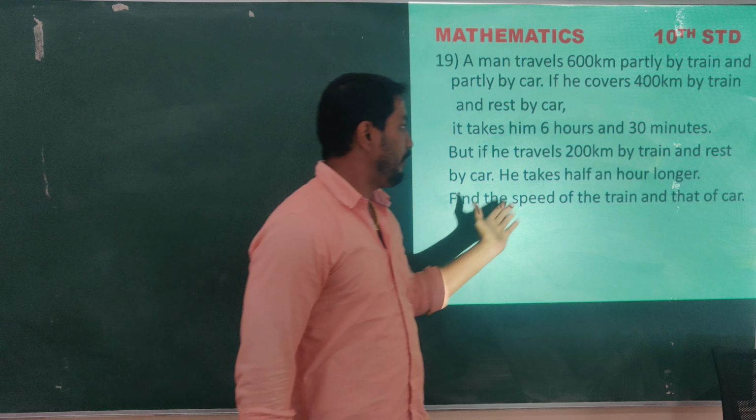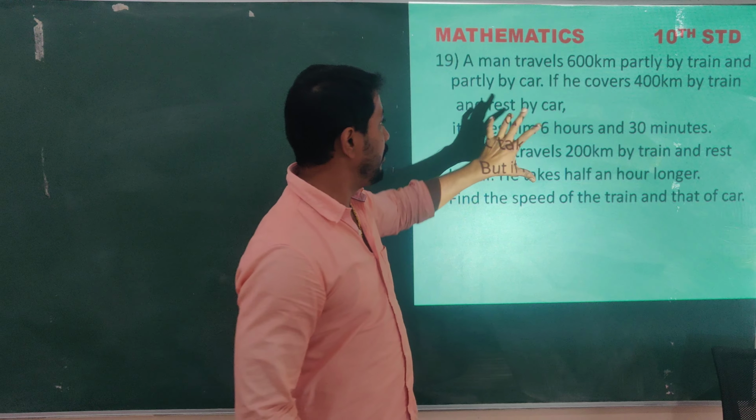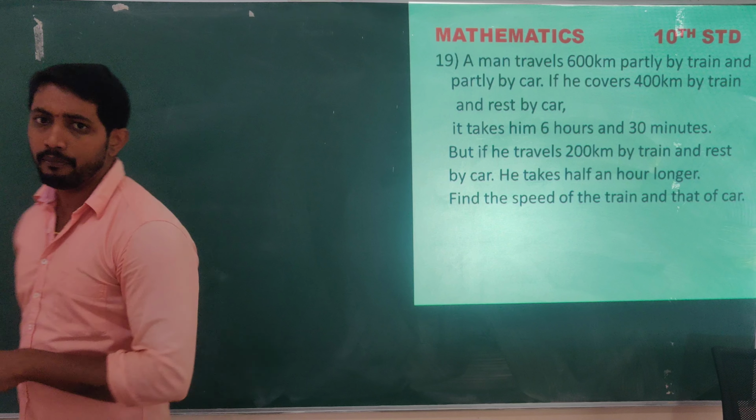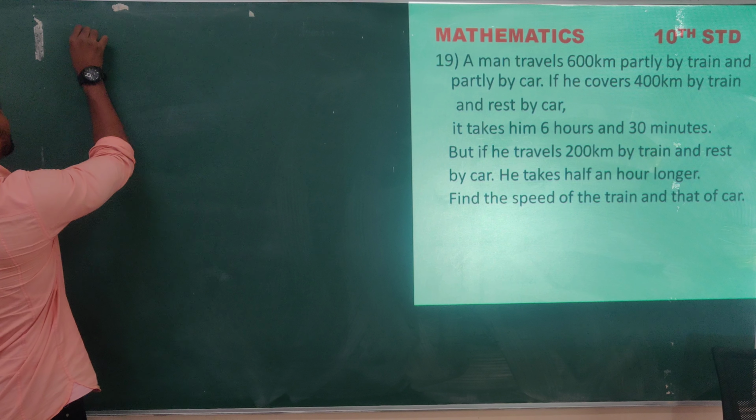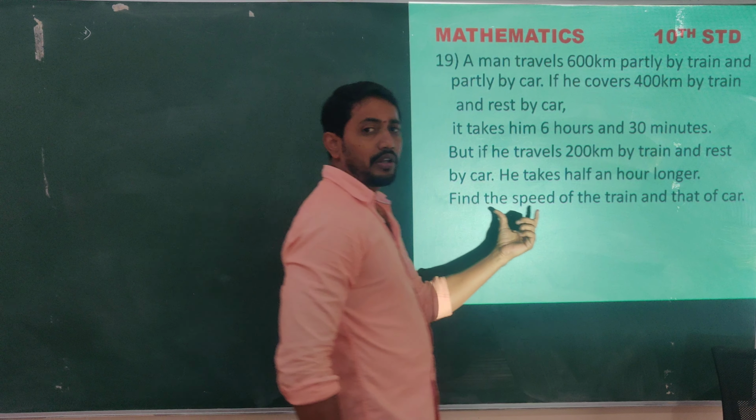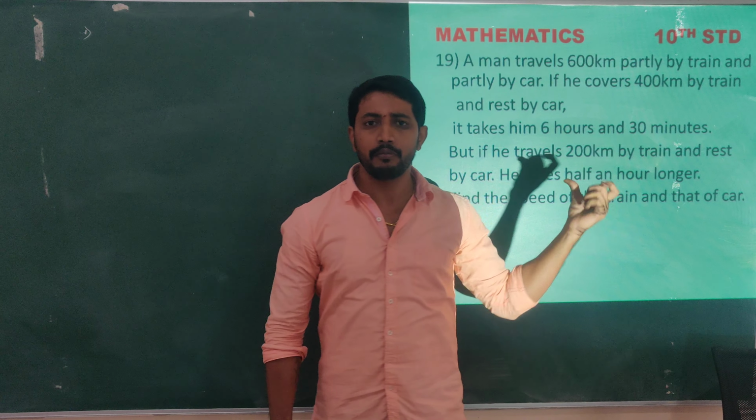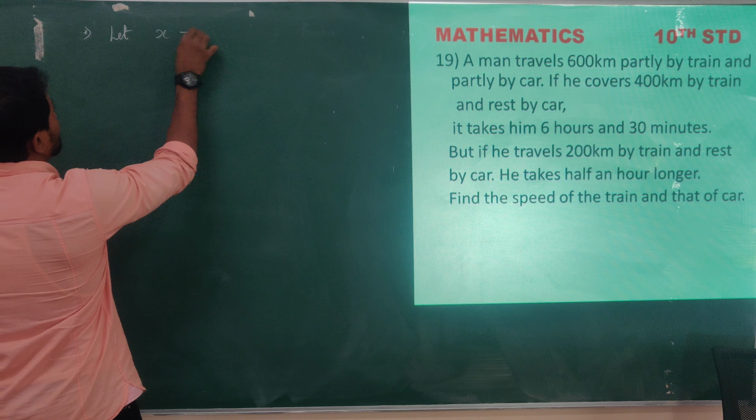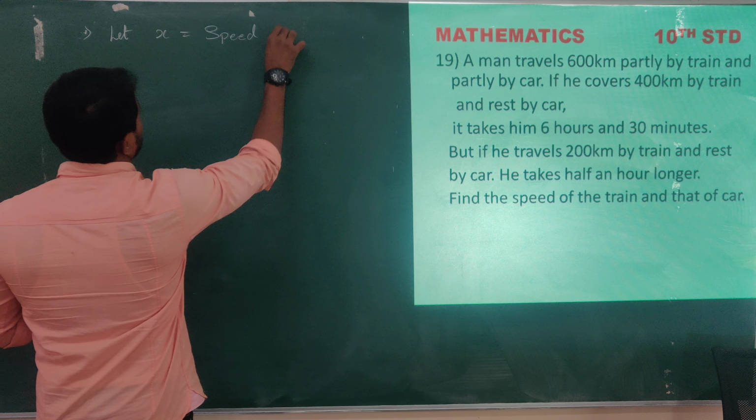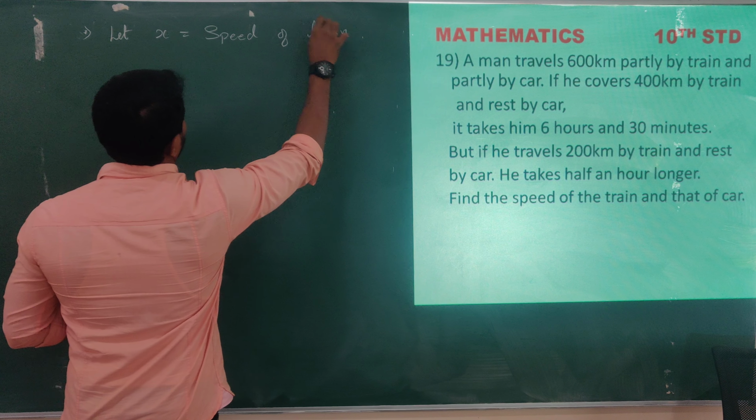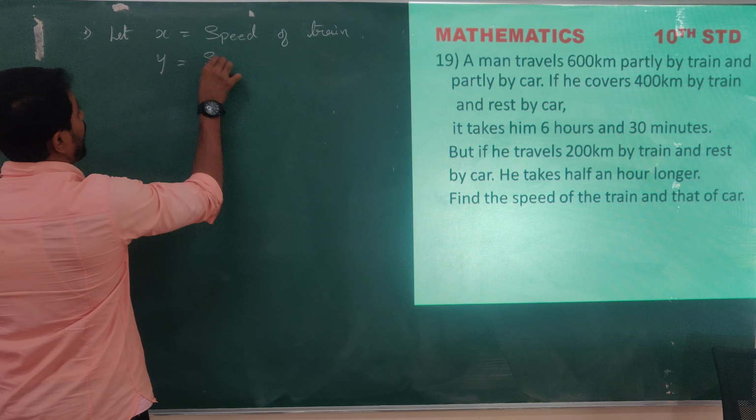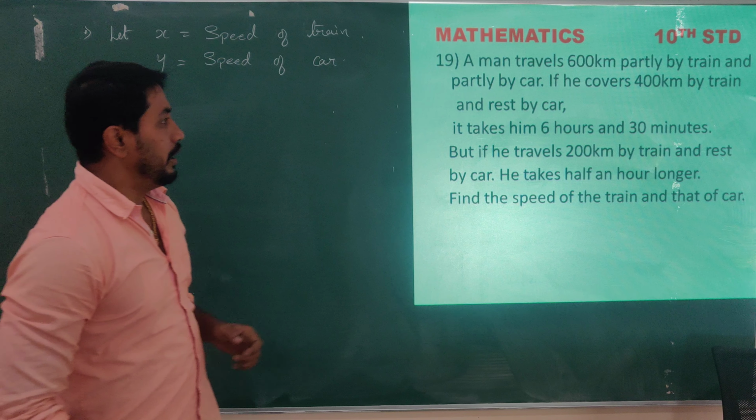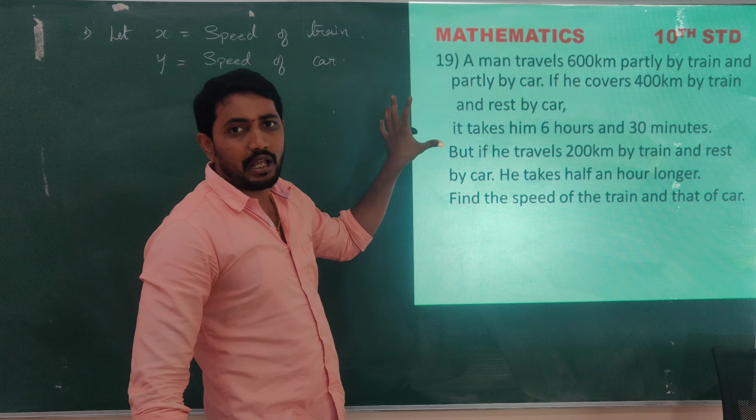To identify the speed of train and speed of car, let us convert this complete information into mathematical format. First, let us denote the speed of train and speed of car by some variables x and y. Let x denote the speed of train per hour, and y denote the speed of car. Now we need to convert this data into mathematical format.